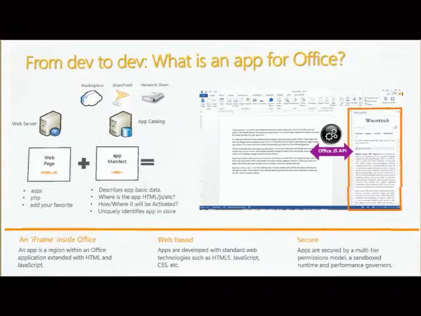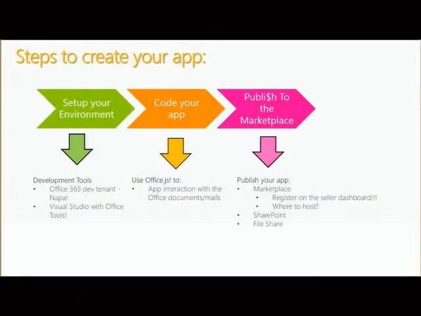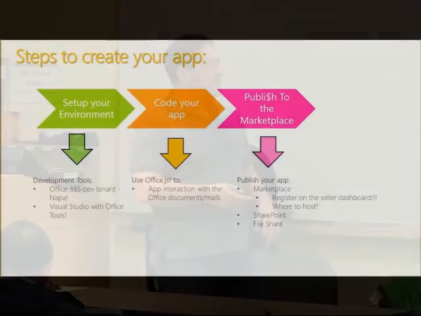So, steps to create your app. First of all, you need to set up your environment. What are the dev tools that you need to start creating apps? Here we have two ways of creating apps. The first one is through an Office 365 dev tenant, also known as NAPA. And the second one is with Visual Studio. Well, NAPA is basically the name we gave to the Visual Studio on the web version, right? So you just need a browser to start working on it immediately.